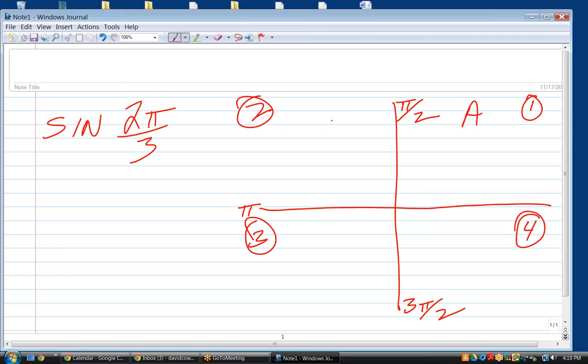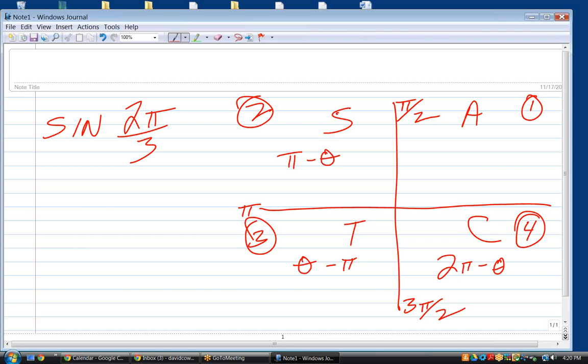And all students take calculus, and since we're dealing in radians, let's use radians. This is pi minus theta, this is theta minus pi, and this is 2 pi minus theta. Okay, so the very first thing we need to answer is what quadrant we're in.